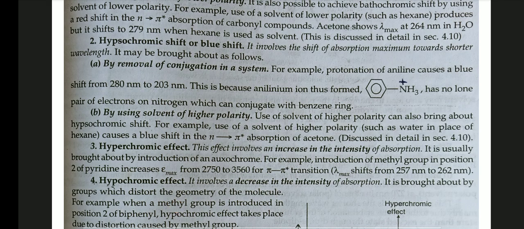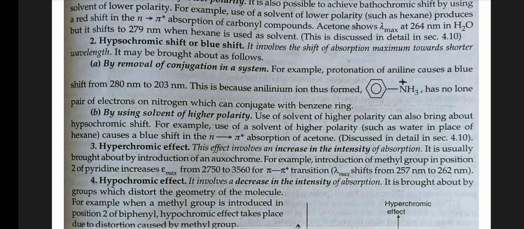This is because the anilinium ion thus formed has no lone pair of electrons on nitrogen which can conjugate with the benzene ring. By using a solvent of higher polarity: use of a solvent of higher polarity can also bring about a hypsochromic shift. For example, use of a solvent of higher polarity causes a blue shift in the n to pi star absorption of acetone.